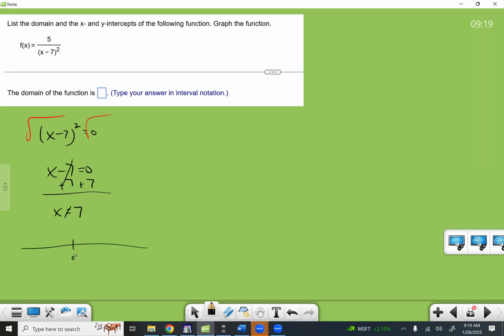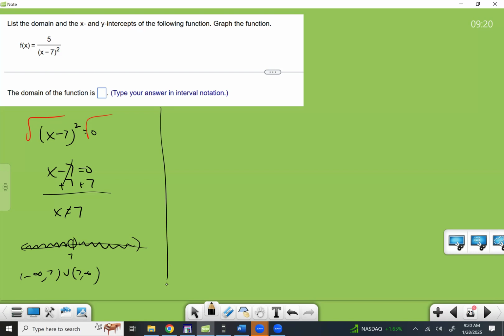Okay, so we'll open up at 7, but everything to the left is okay, and everything to the right is okay. Remember, 7's not allowed because if you plug a 7 in, 7 minus 7 will get you 0, and 0 squared will get you 0. So you have a 0 in the denominator. So we're opening it up and saying, okay, everybody except for that number. So negative infinity to 7 union 7 to infinity would be our domain.